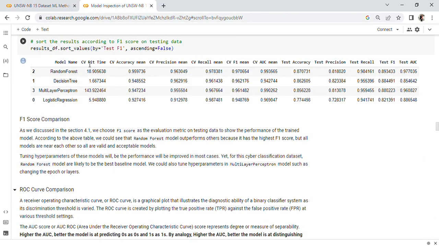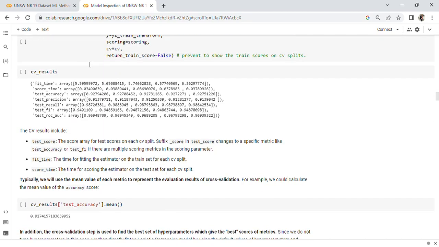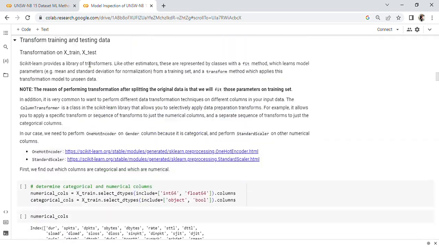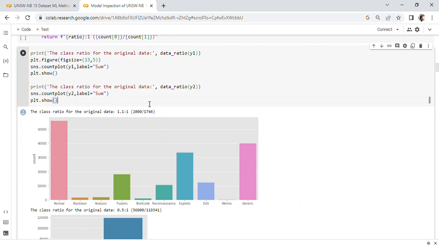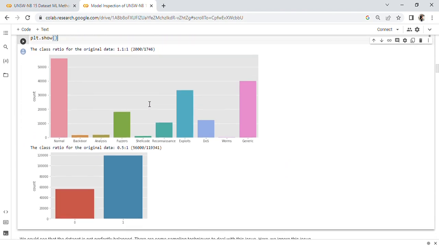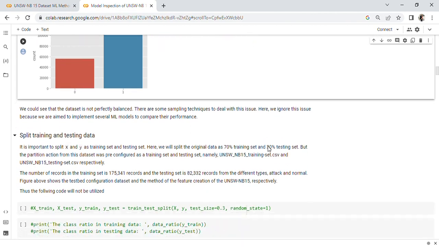So here is the result. Here we can classify our attacks into the 9 types. You can see here the types are normal, backdoor, analysis, fuzzers, shellcode, reconnaissance, exploit, DOS, worms and generic.